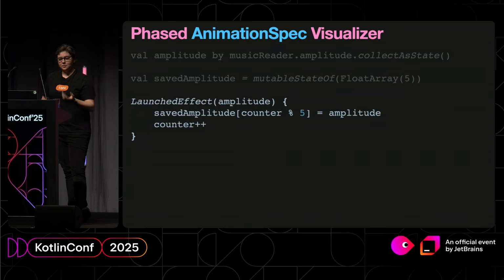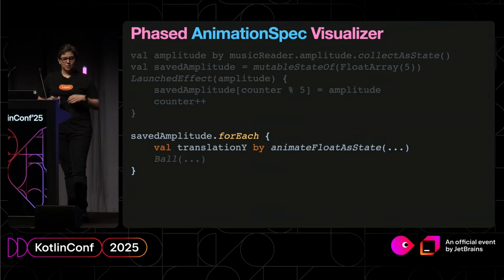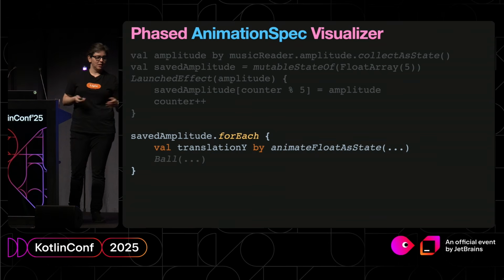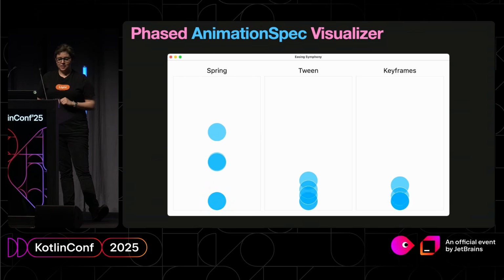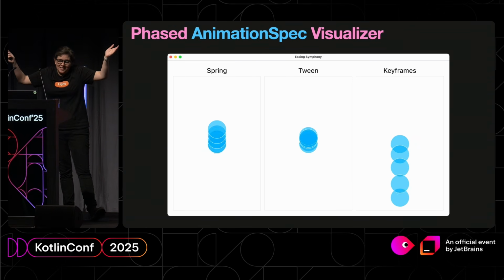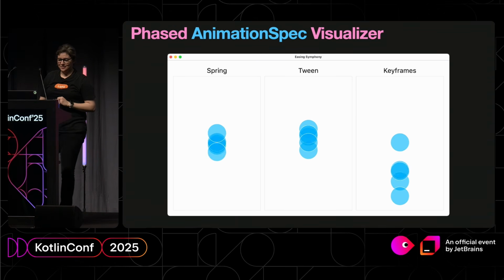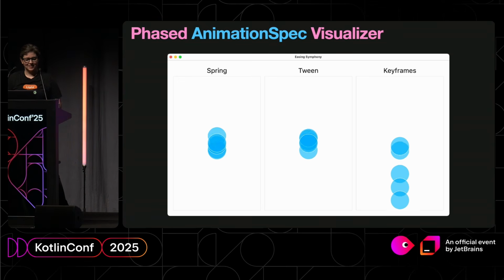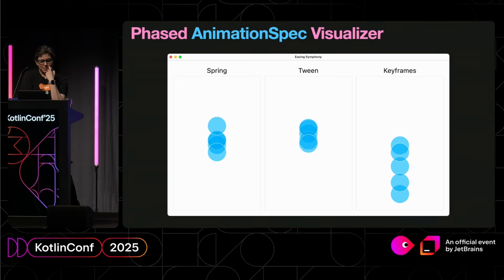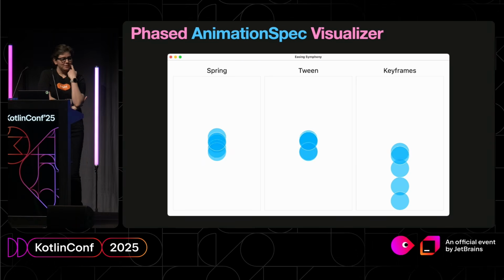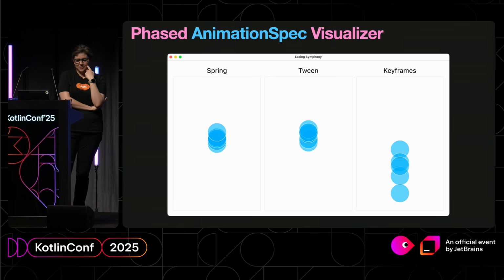Now, the cool thing is that in order to make this work, I don't need to change my animations. The only thing I need to do is wrap it in a for each, because I can create as many animations as I want, as they are really efficient. Cool. Now with this, there you have it. More interesting already by just changing some lines. But I am not done, right? We have just done one AnimationSpec configuration.